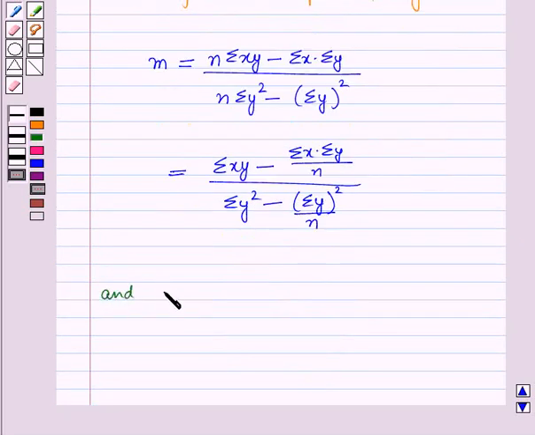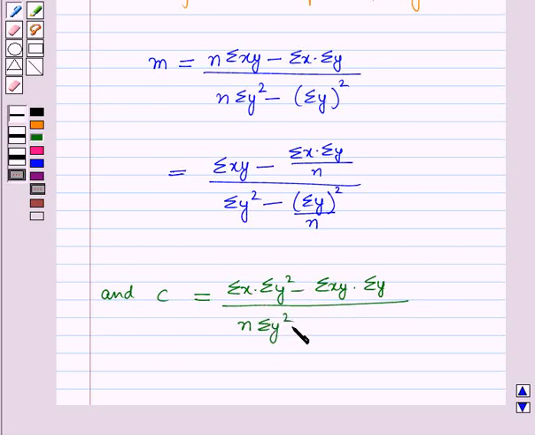And c is equal to summation x into summation y² minus summation of xy into summation y, whole upon n summation y² minus (summation y)².